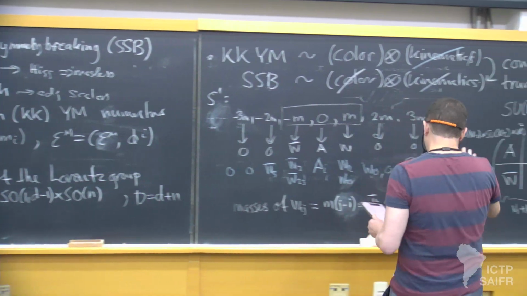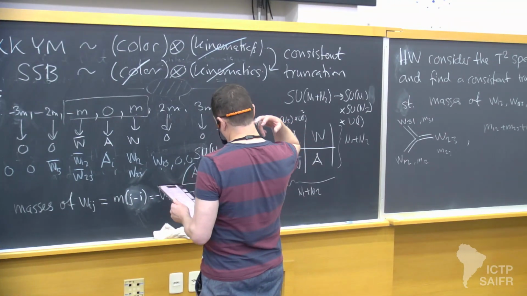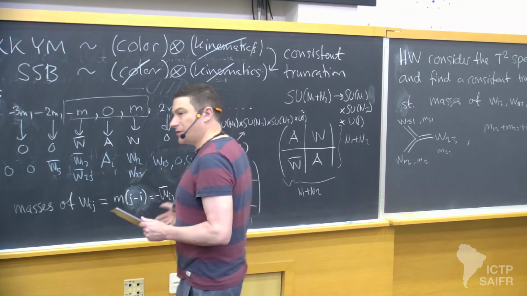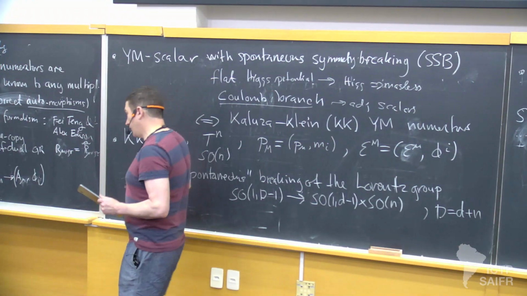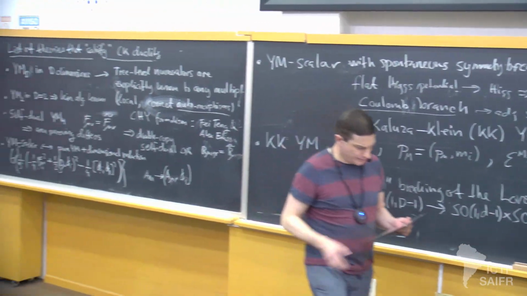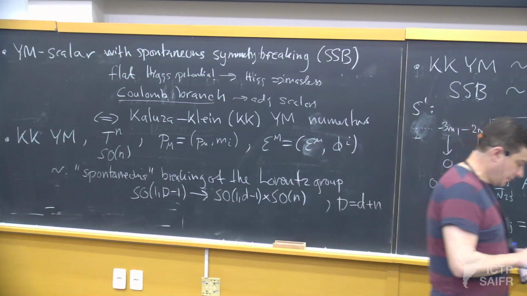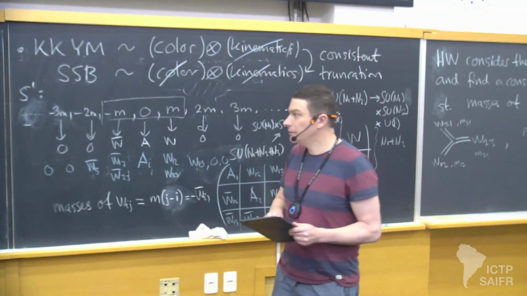Another thing is if you assign 0 masses, of course, then you're not really breaking the theory. So 0 masses are not allowed for the W's. Okay, any other questions?